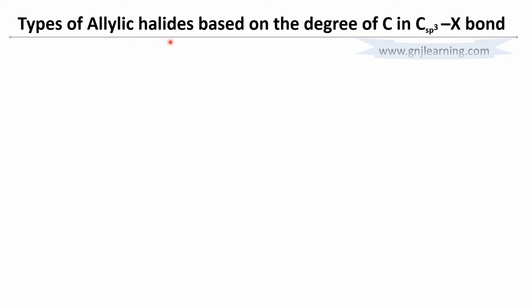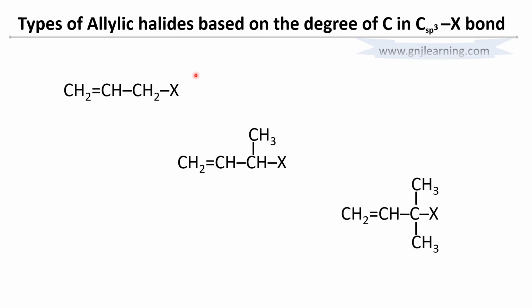Again, in the case of allylic halides, we have three compounds. And why is it an allylic halide? Because the X that is attached to this carbon is again attached to an sp2. So an sp3 carbon that is attached to an sp2 carbon is called an allylic carbon. So X is attached to an allylic carbon, so we call it an allylic halide.